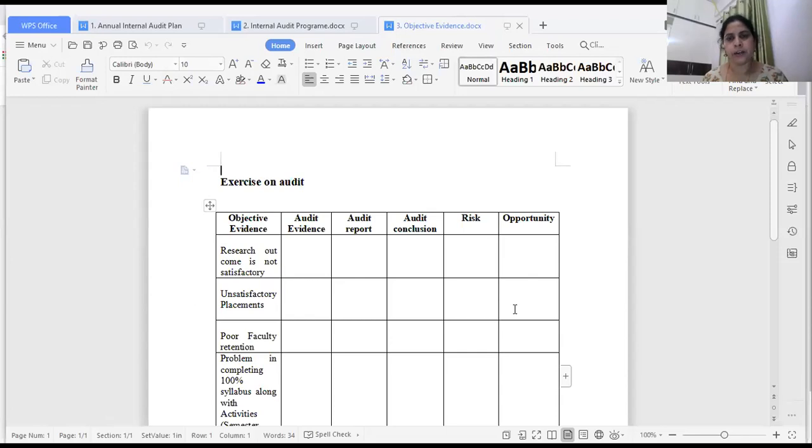Now, once we understand how to write audit evidence, audit report, audit conclusion, we will pick out what these report or the conclusion says. Will this turn into a risk to the organization, or is it going to be an opportunity to the organization? That is what we are going to do. So, Piyush sir, help me out to just start with filling one activity and then we can give the other three to them. Let us start with unsatisfactory placements, for example.